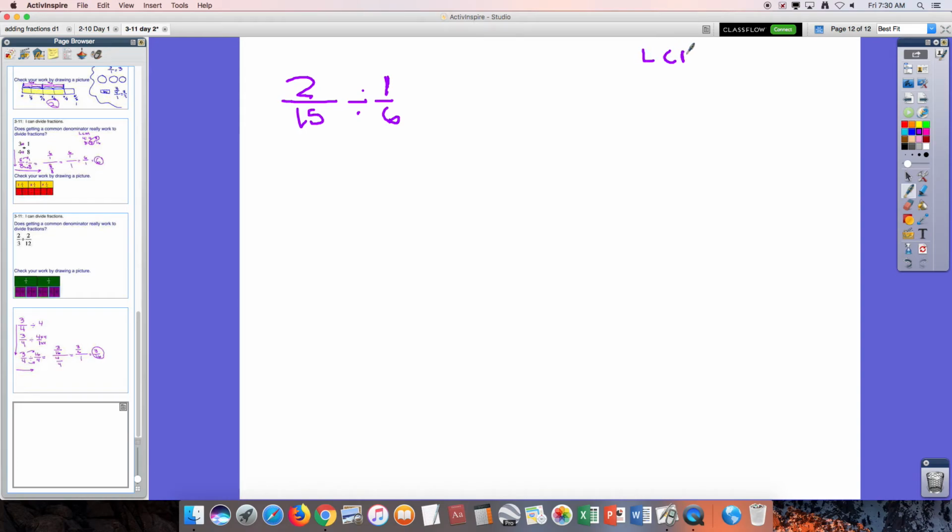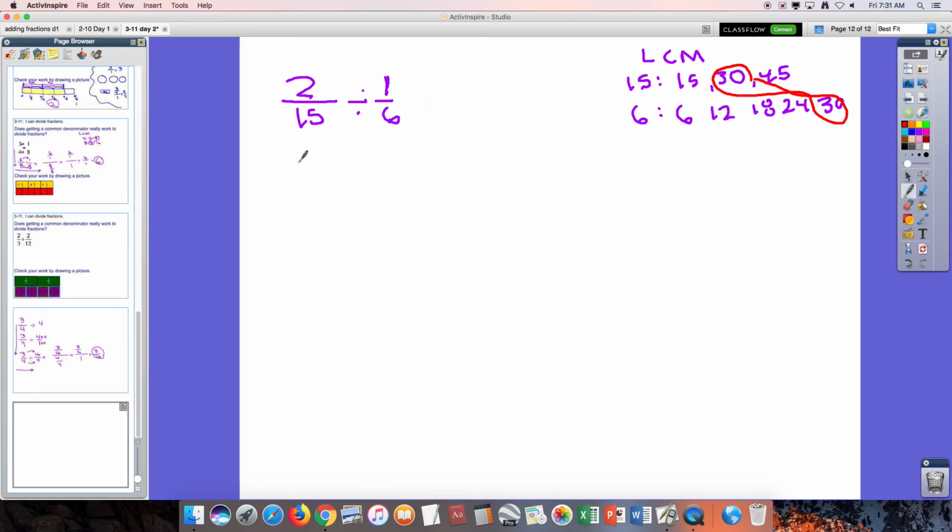Common denominator. What is our common denominator going to be? Well, 15 and 6. 15, 30, 45. 6 times 1 is 6. 6 times 2 is 12. 6 times 3 is 18. 6 times 4 is 24. And 6 times 5 is 30. Okay, there it is, right there. 30. 30 is our LCM.